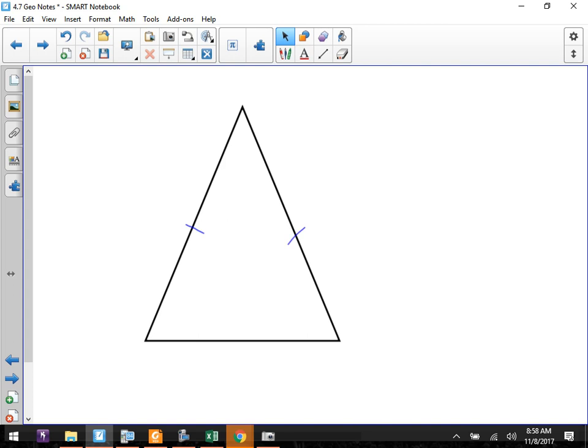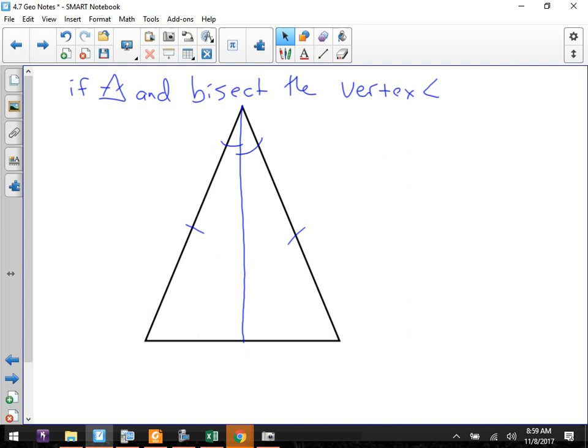When you have an isosceles triangle, if you have an isosceles triangle and you bisect the vertex angle, and you bisect that segment, is the perpendicular bisector of a side.